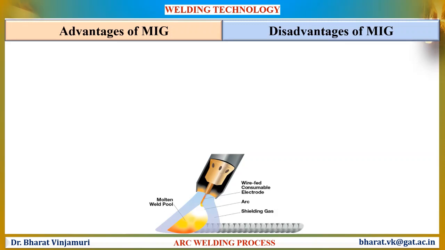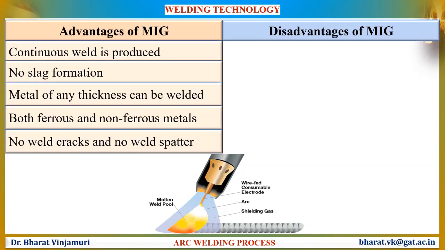Let us now discuss various advantages and disadvantages of this process. This process produces continuous welds. There will be no formation of slag since flux is not used in this process. This process can be used to weld metals of any thickness. Even both ferrous as well as non-ferrous metals can be welded. There are no chances of weld spatter as well as formation of weld cracks.